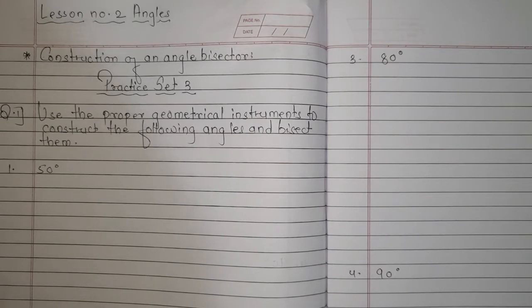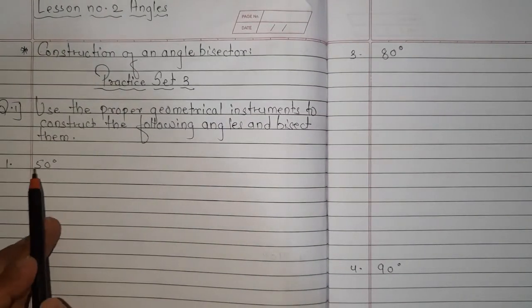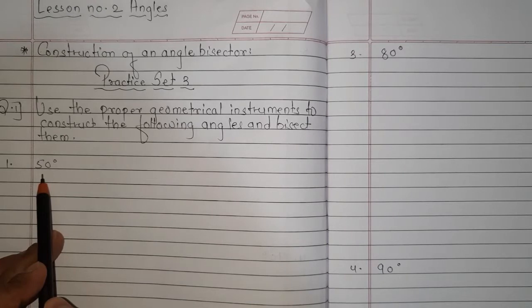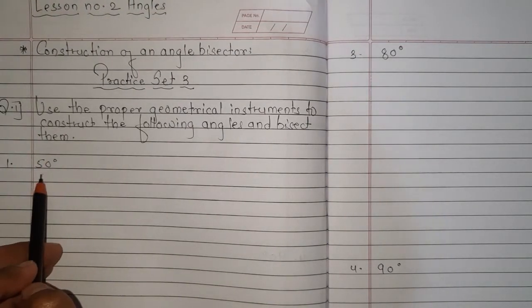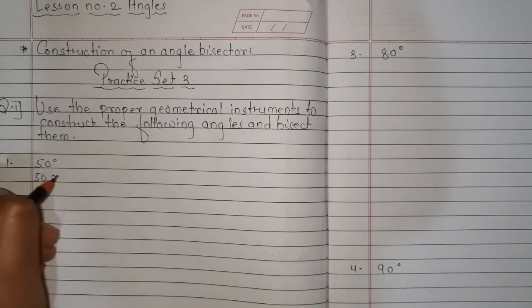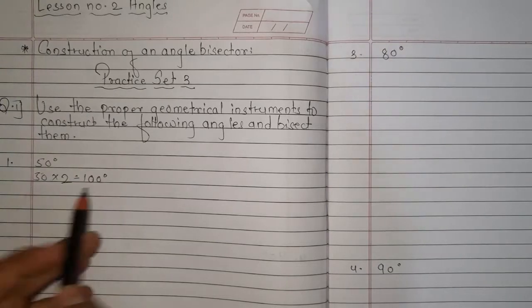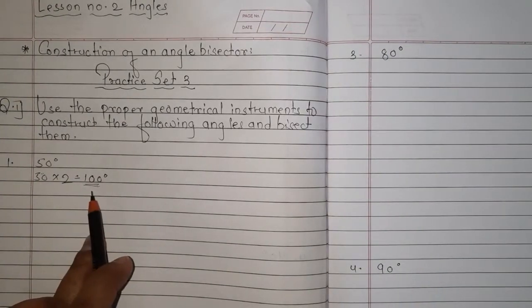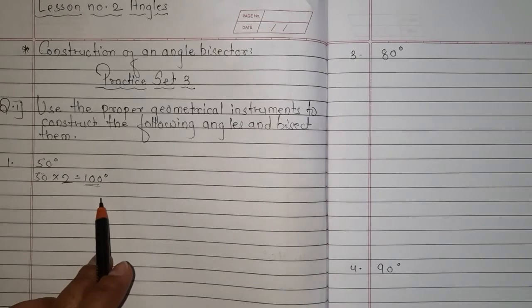Question number 1. Use the proper geometrical instruments to construct the following angles and bisect them. So using proper geometrical instruments, we have to construct an angle, then bisect it, divide that angle into two equal parts. The first measure given is 50 degrees. Now we have to double this measurement. The double of 50 is 50 multiplied by 2, 100 degrees. So we have to first construct the angle of 100 degrees.